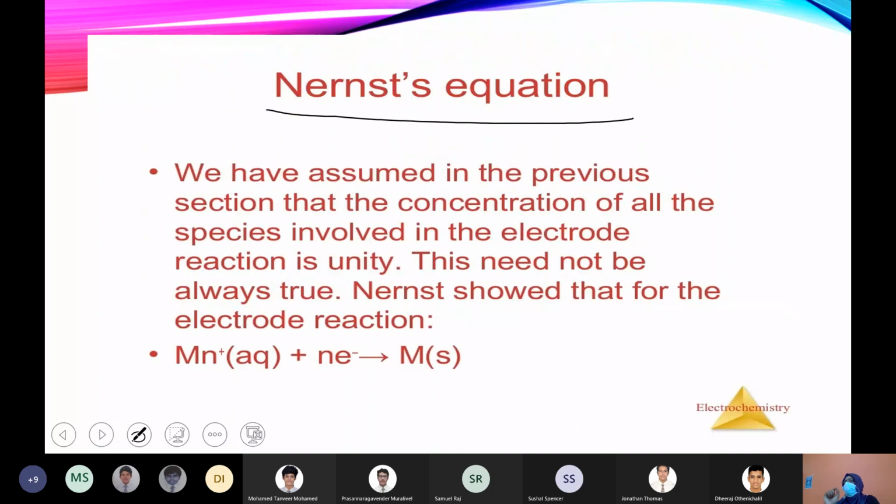That means when the concentration is not unity, that means you're not taking 1 molar concentration of electrolyte, then how can you find the value of the cell potential or the electrode potential under non-standard condition? So here no need to write these explanations because the derivation is not important. You will directly go for the equation. Numerical will be there. Just write the heading, Nernst equation.